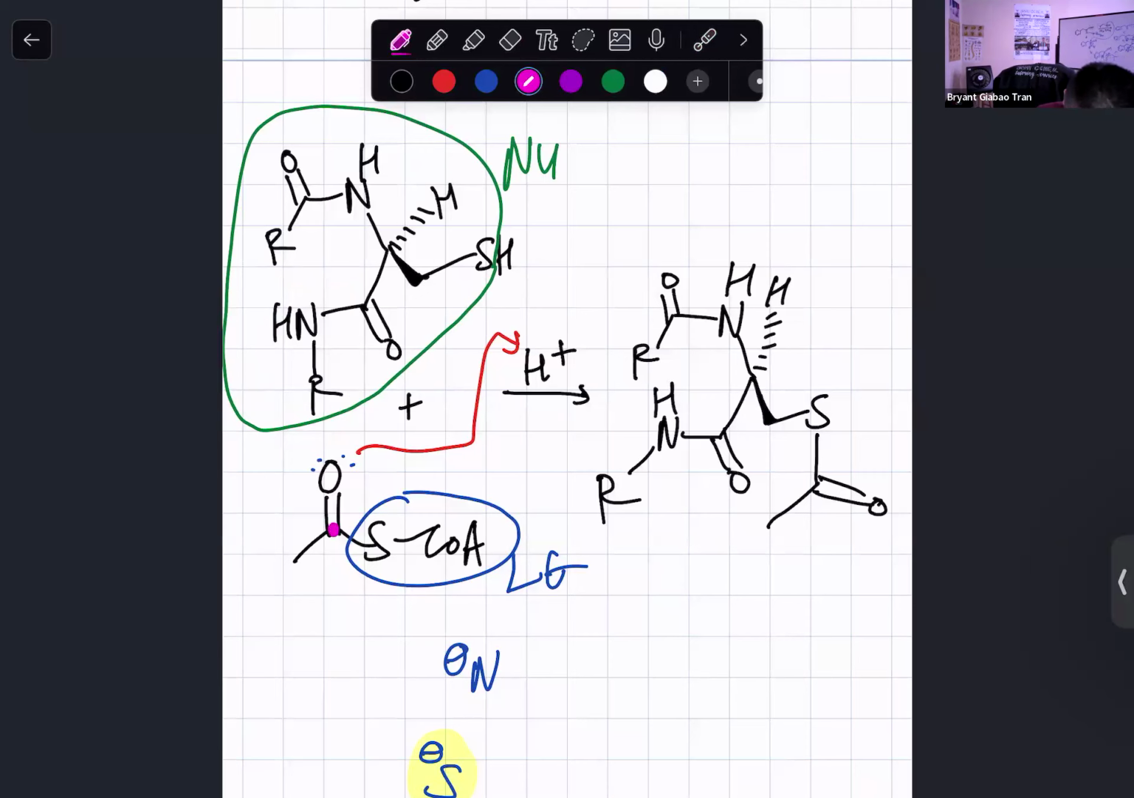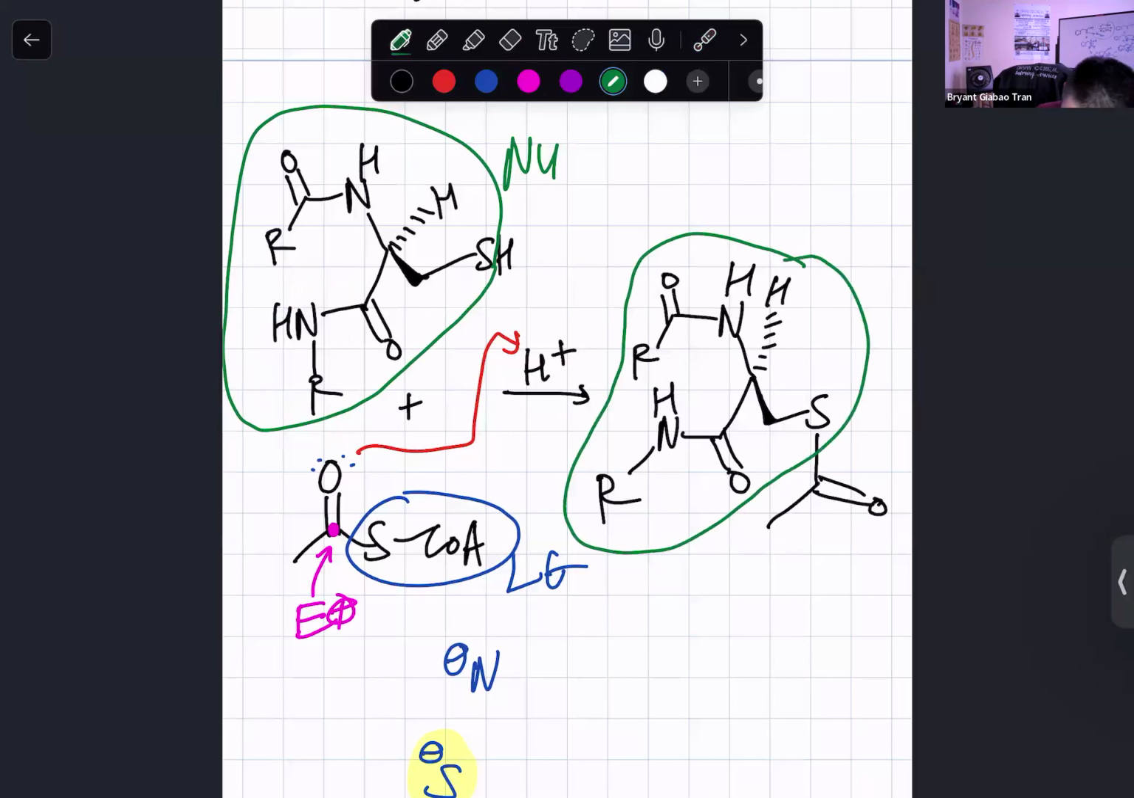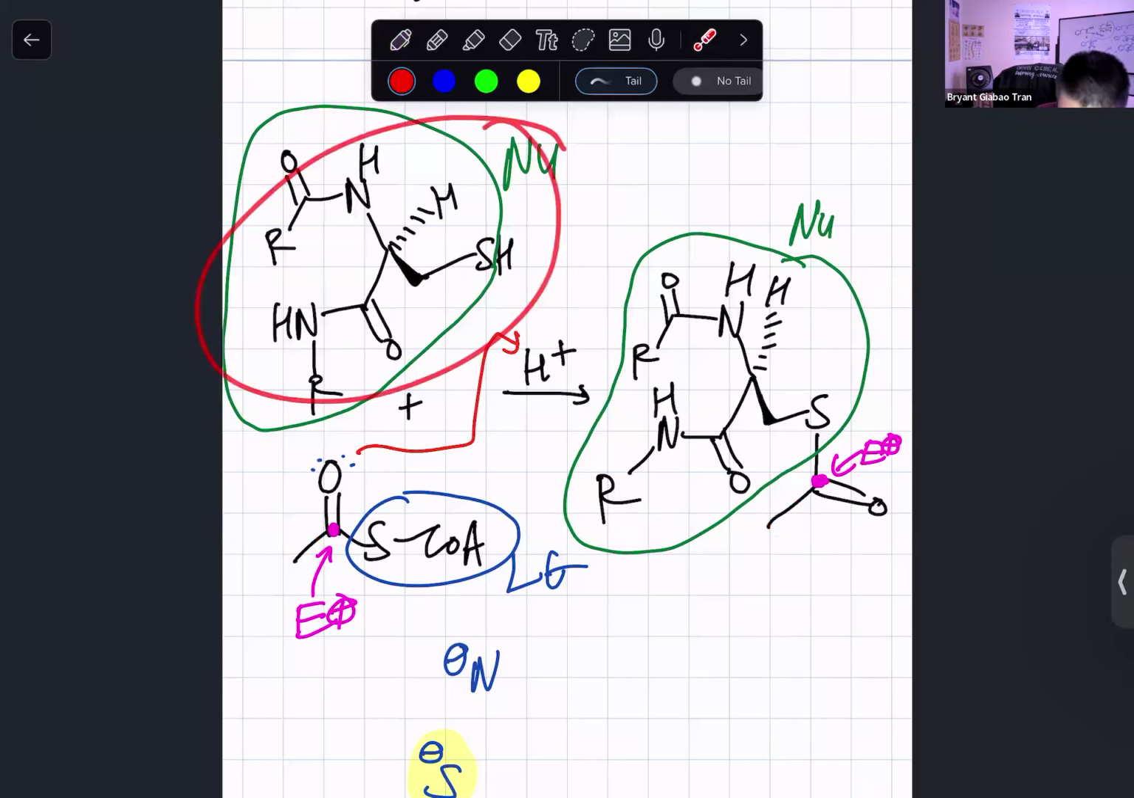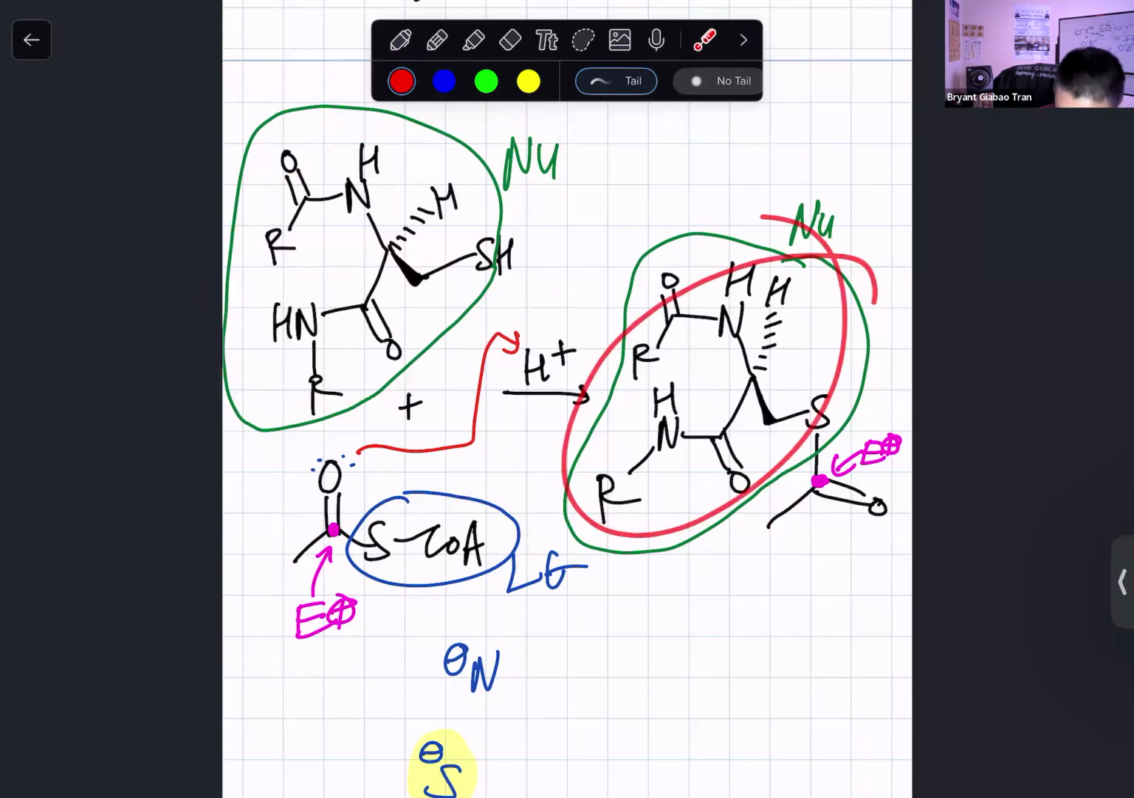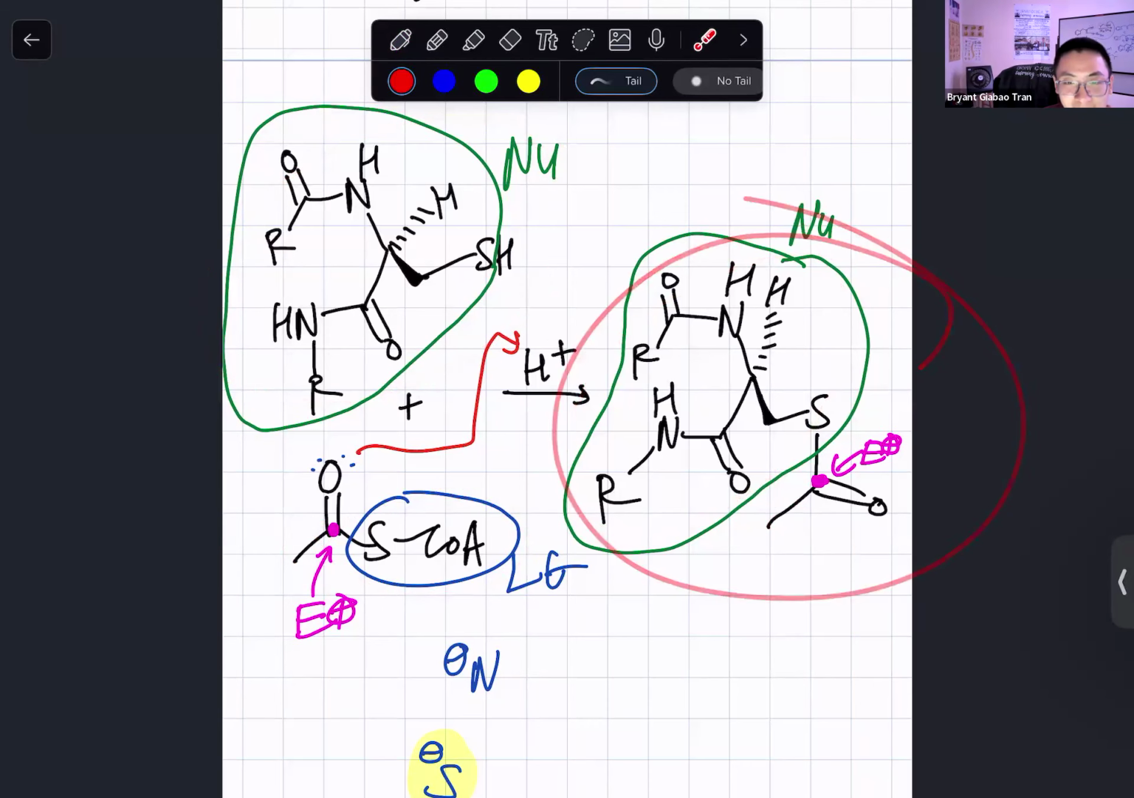This is going to be the electrophile, and this is going to be the leaving group. So this is the whole nucleophile here. This is the electrophile with its methyl group, and this nucleophile here substituted this SCoA, right, which is now this whole molecule here.